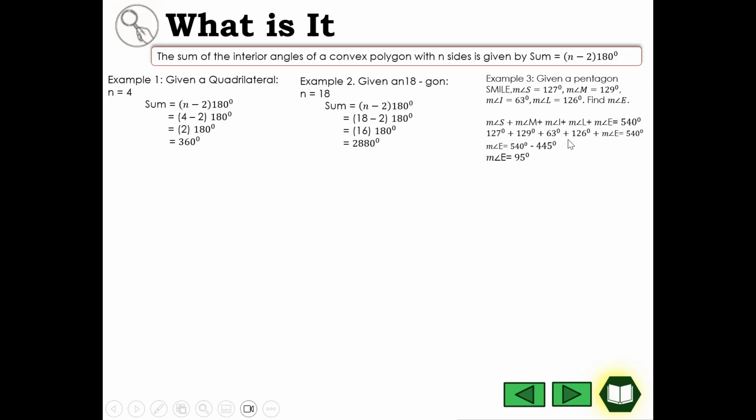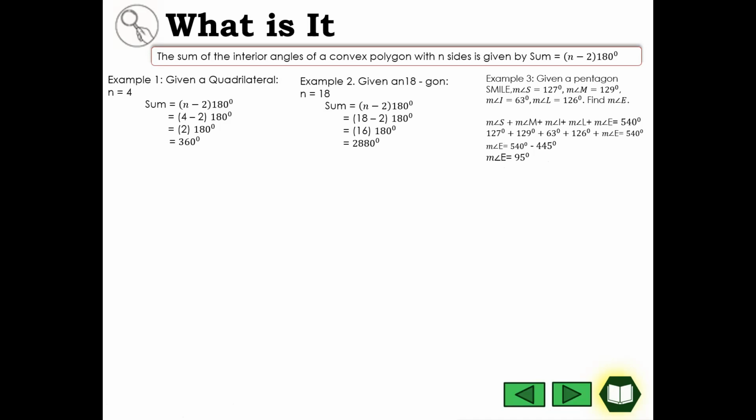And then after substituting, combine all the constant terms. So add 127 degrees plus 129 degrees plus 63 degrees plus 126 degrees. So it will be equal to 445 degrees. And after adding it, we just need to subtract it from the total 540 degrees. Therefore, measure of angle E is equal to 540 degrees minus 445 degrees, which is equal to 95 degrees. Therefore, measure of angle E is 95 degrees.